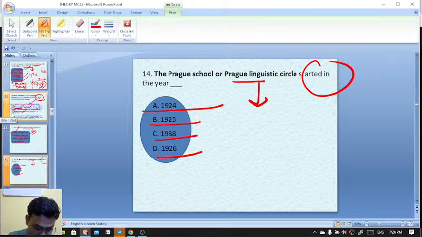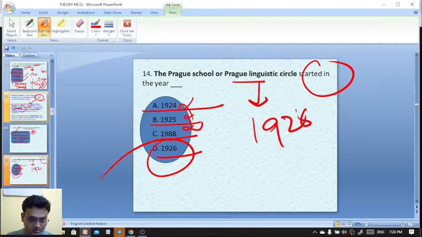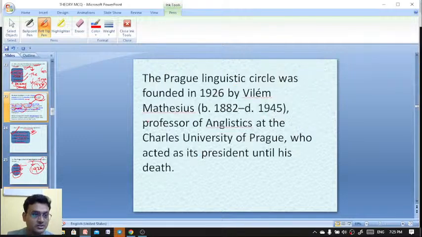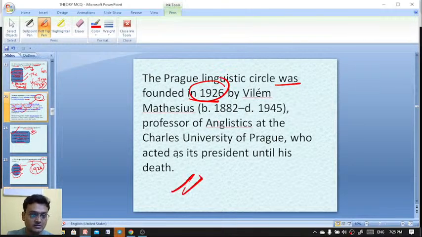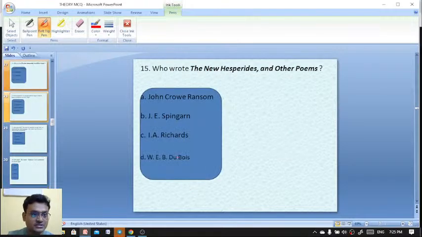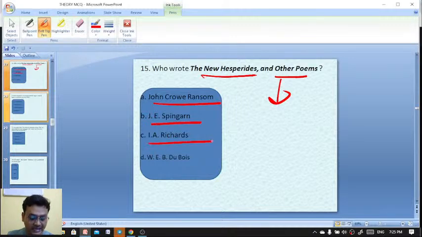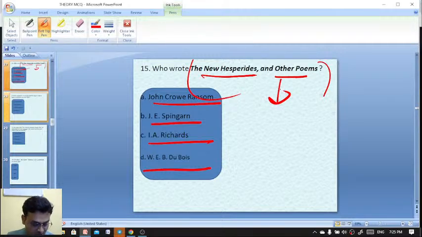The Prague Linguistic Circle started in 1926, isn't it? So the Prague Linguistic Circle was founded in 1926. Chalo. Next question. Who wrote The New Hesperides and Other Poems? John Crowe Ransom, J. E. Spingarn, I.A. Richards, W.E.B. Du Bois. Kisne likha tha?